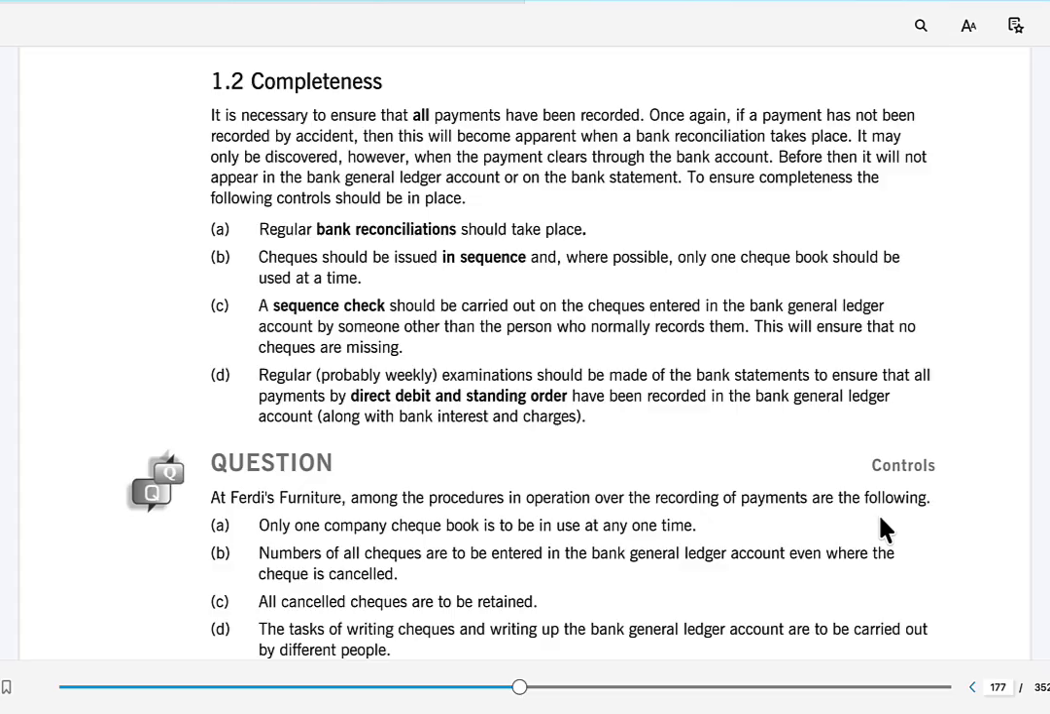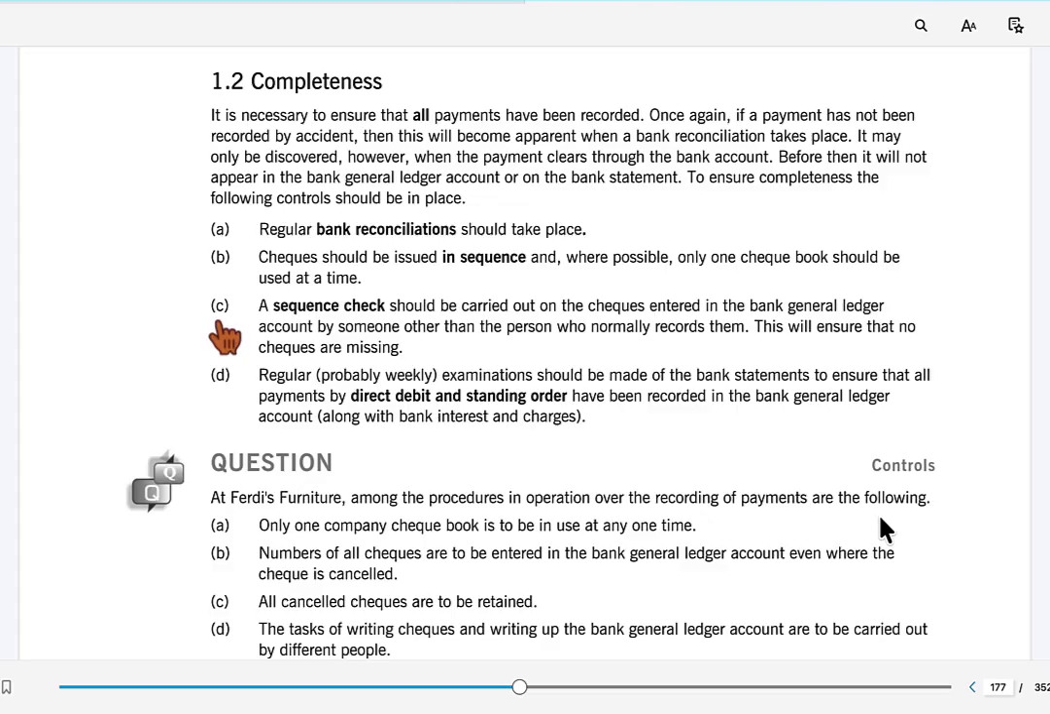Where is check 1006? Maybe they were canceled. Maybe they were written but not recorded. Maybe they were lost. Or maybe something suspicious happened. So issuing checks in sequence protects completeness. It helps us ensure no check is missing from the records.